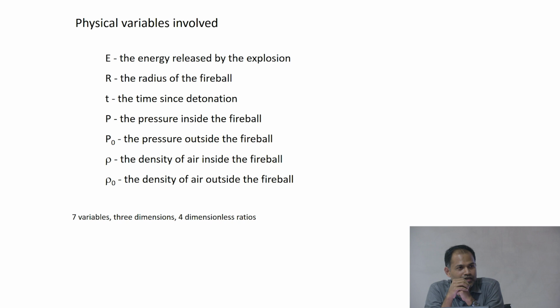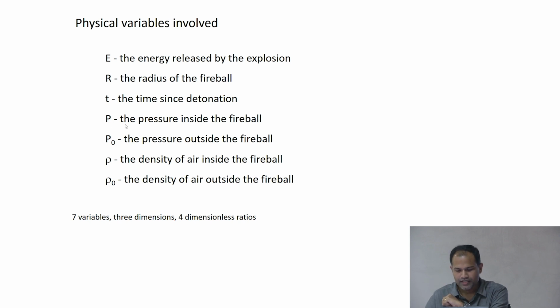He said energy, because energy is very concentrated and it's going to be released in a spherically symmetric form. So let's say E, the total amount of energy involved, is one of the variables that we want to worry about. So that's E. Then R, the radius of the fireball, which is getting expanded. And he definitely wanted to know how fast it's going to grow and how much it is going to grow. So R is the radius of the fireball, t is the time over which this is happening.